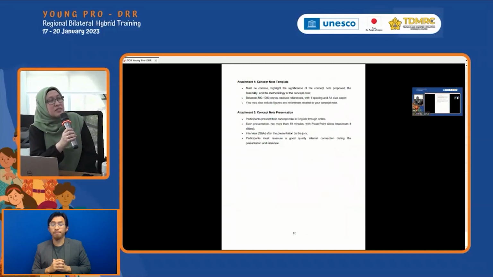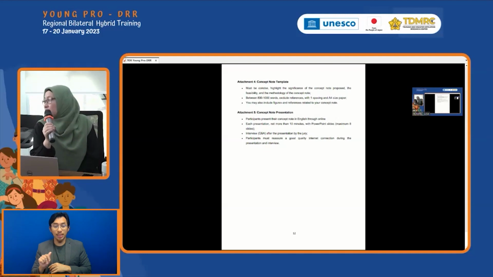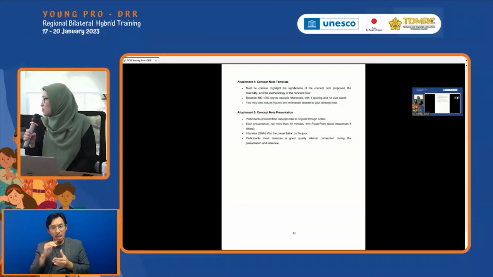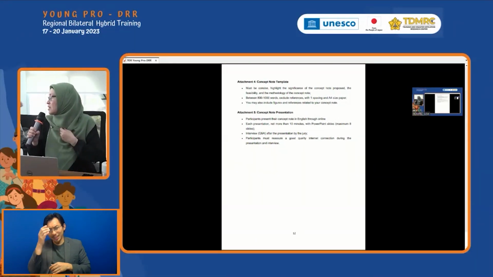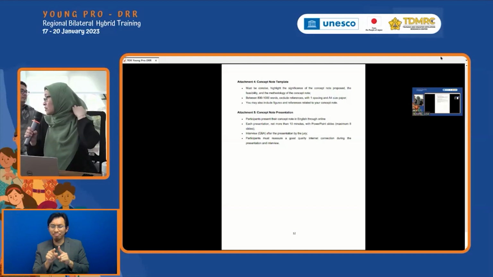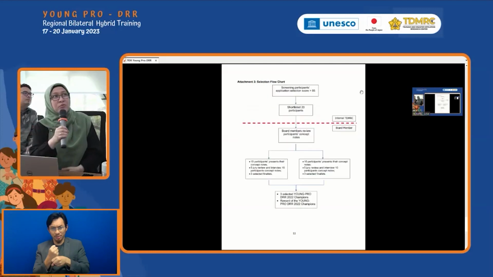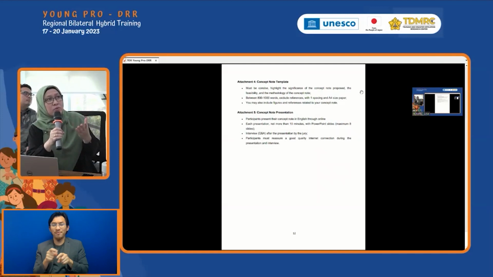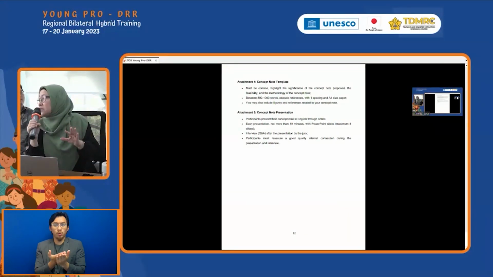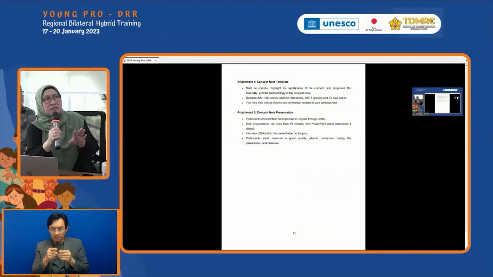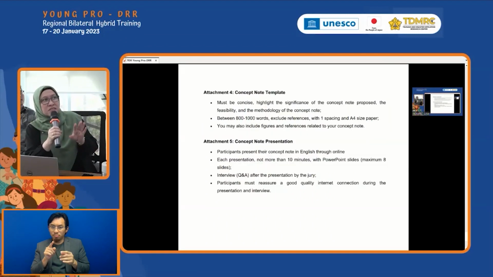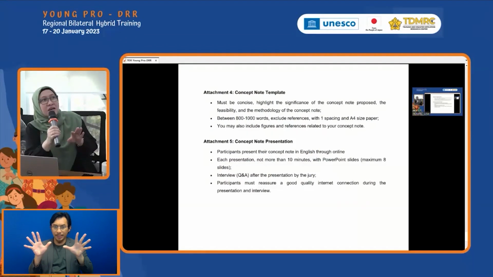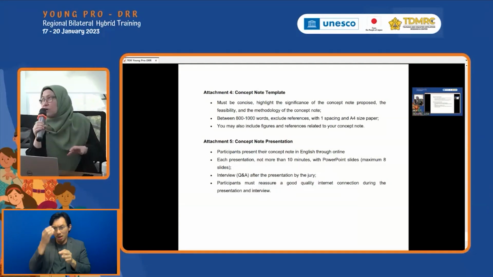Okay, thank you, Rizka. So I believe that you're very familiar with making concept notes. It's a kind of more brief example of a proposal. So there's no particular concept note template, but the important thing is it must be concise, and just highlight the significance of the concept note proposed.